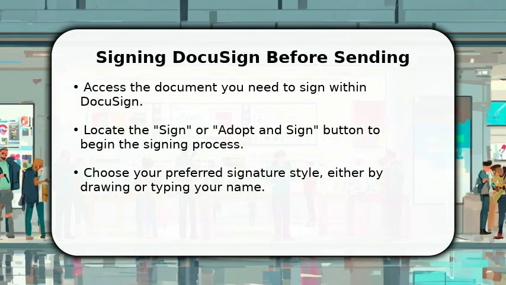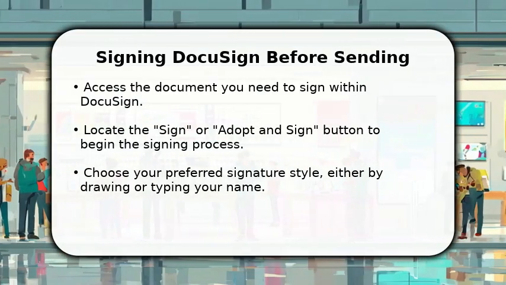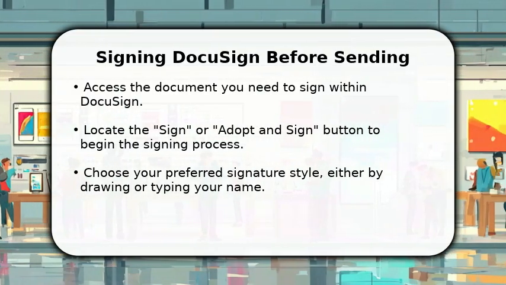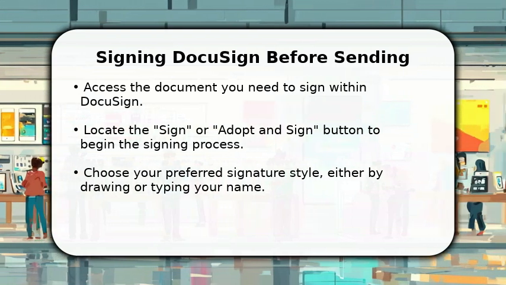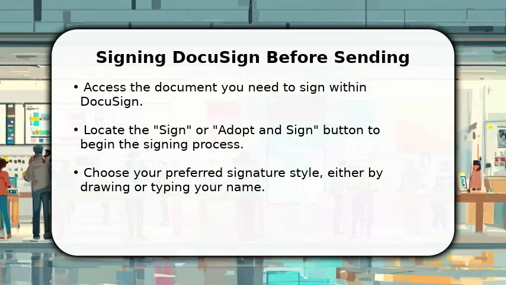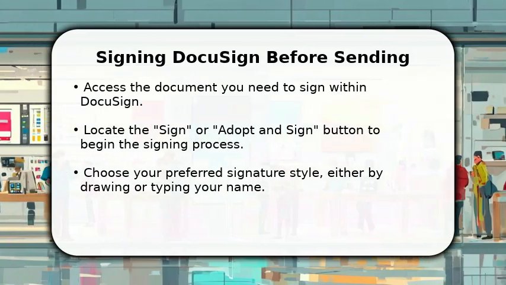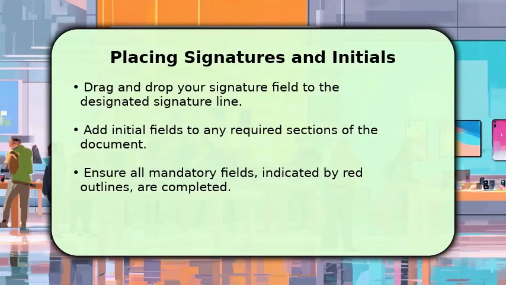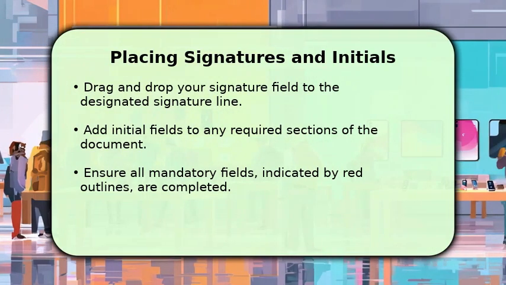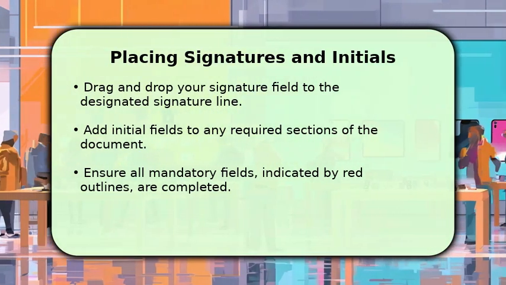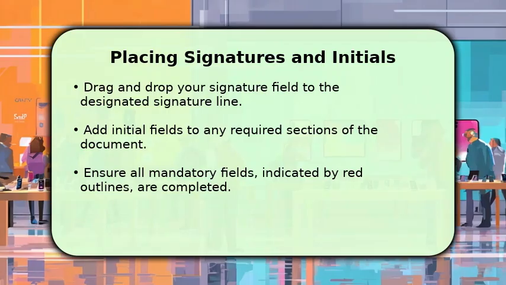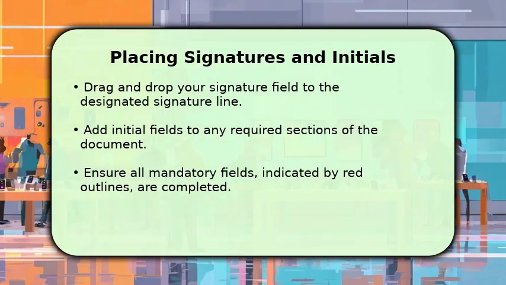You can either draw your signature using your mouse or trackpad, or simply type your name, and DocuSign will generate a professional-looking signature for you. This initial step is crucial for personalizing your document. Once you've adopted your signature, you'll see it appear as a draggable field. Simply click and drag this field directly onto the designated signature line within your document.